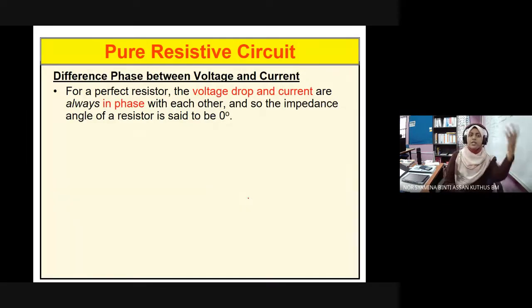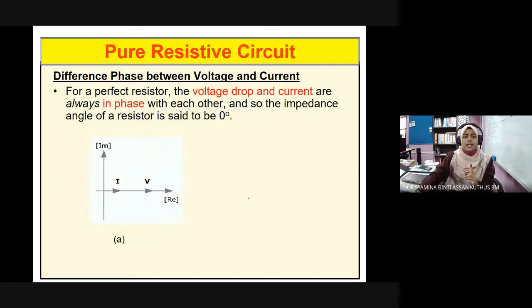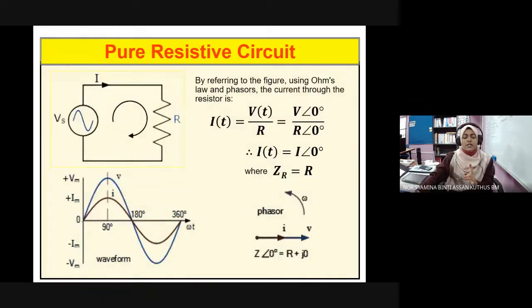So yang tadi kita tengok contoh yang there's no phase difference. So what if there is a different phase between voltage dan juga current? So for any perfect resistor, the voltage drop and current are always in phase. Apa maksud in phase? Dia akan move sekali, bersama. This is what it calls as in phase kan, dia bersama. Ni pun in phase. Ini contoh in phase, ini contoh in phase.